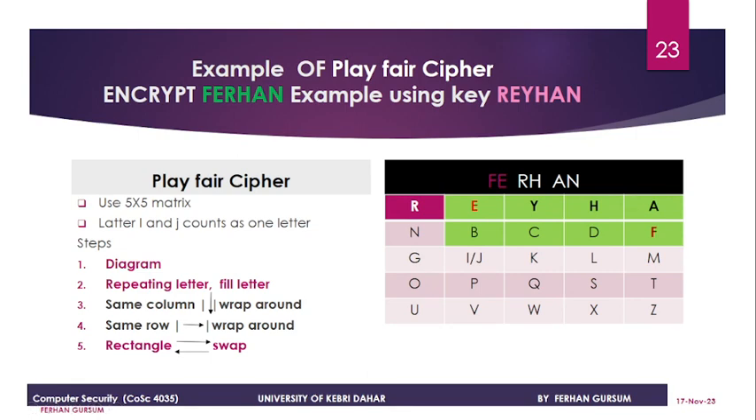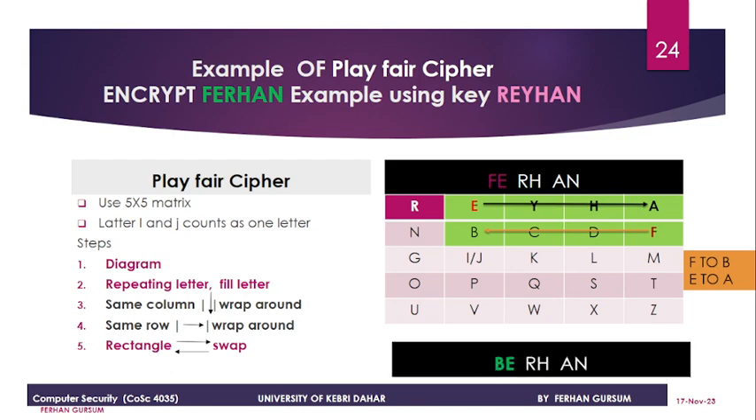E is swapped with A and F is swapped with B, which means this one is replaced by A and this one is replaced by B. Okay, F to B and E to A. Then it becomes BE. We converted toward cipher now. What is remaining now? RH is remaining.